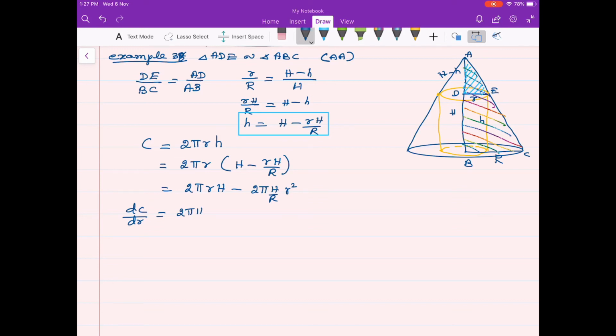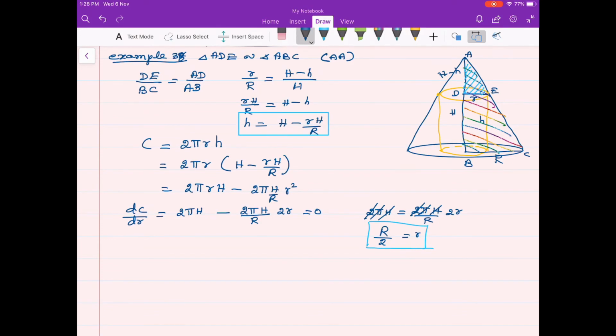2 pi H is a constant. Derivative of r with respect to r is 1. 2 pi H minus 2 pi H by R into 2r equated to 0. 2 pi H equals 2 pi H by R times 2r. Therefore, r is equal to capital R divided by 2. That is the result which we have to prove. Radius of the cylinder is half that of the cone.